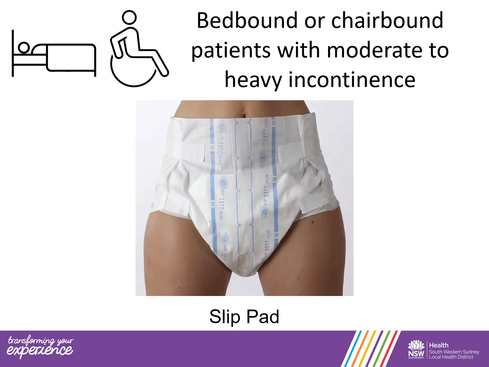Again, going over what was said in that first guide, bed-bound or chair-bound patients with moderate to heavy incontinence should be in these pads. I think we've all experienced when we've put mobile patients in these pads, they tend to slip down and they just present a higher falls risk for our patients.